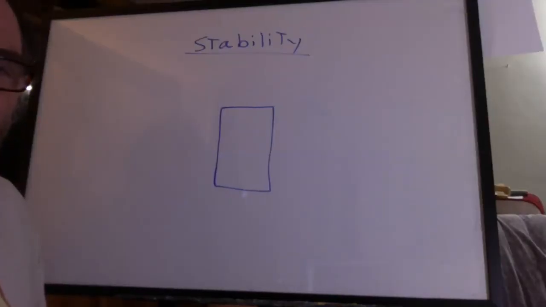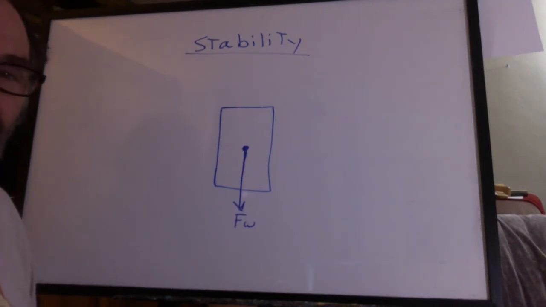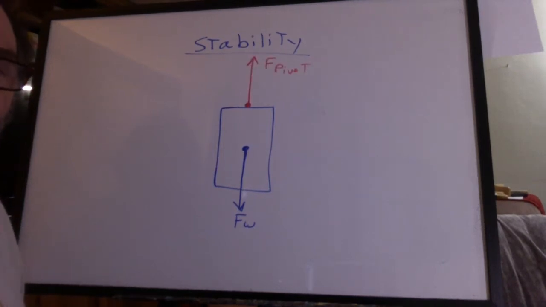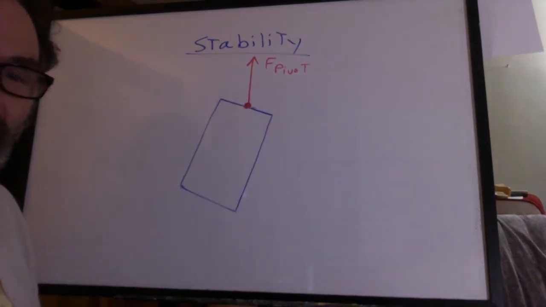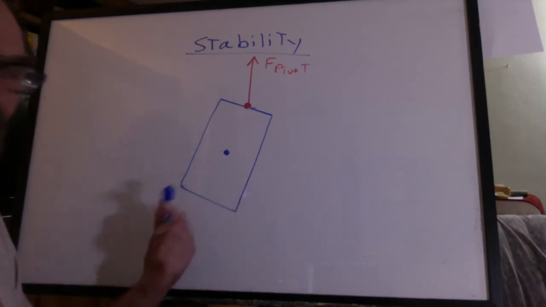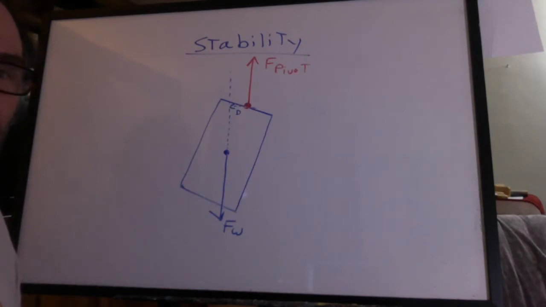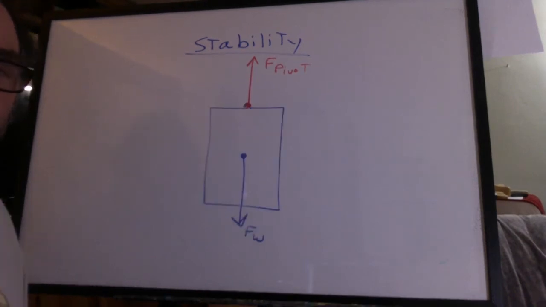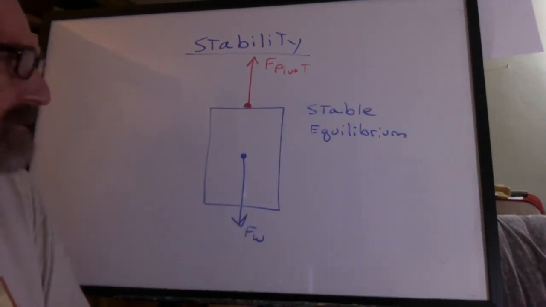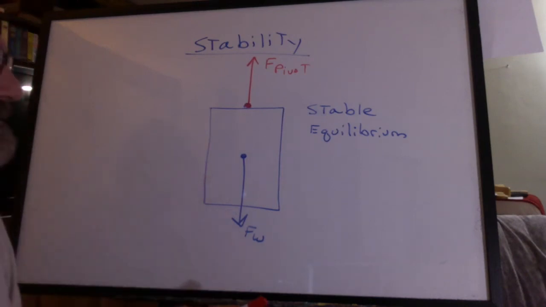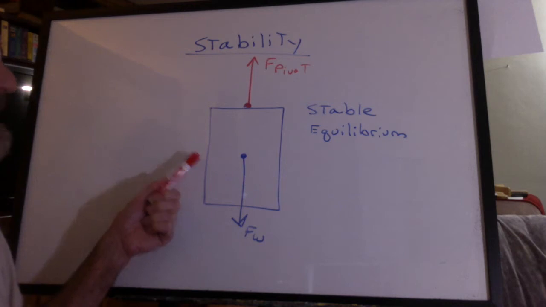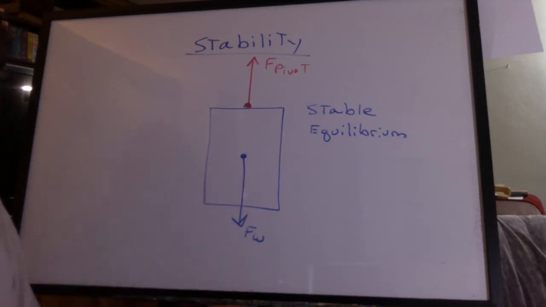So let's go back to the block. The weight of the block is going down. And let's put the pivot at the top. The pivot will pull up on the block, and we'll say this is in equilibrium. If I disturb it from the equilibrium, the center of mass is moved over slightly, and we can say that this weight misses the pivot by a slight distance. It produces a torque that will restore the block back to the equilibrium position. So we'll say this is a stable equilibrium. When you disturb the object from the equilibrium position, if it wants to return back, it's stable.